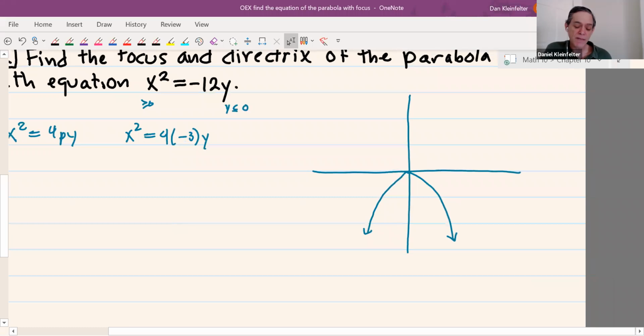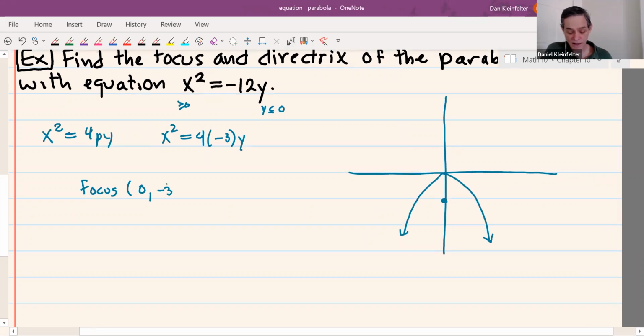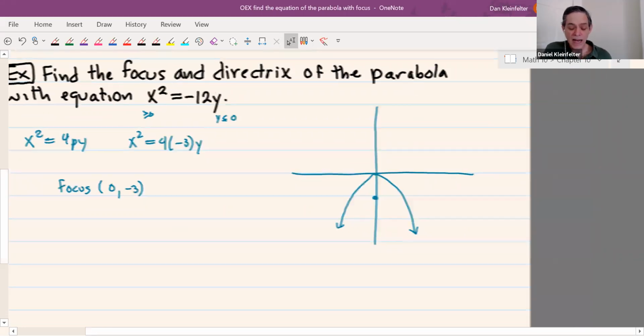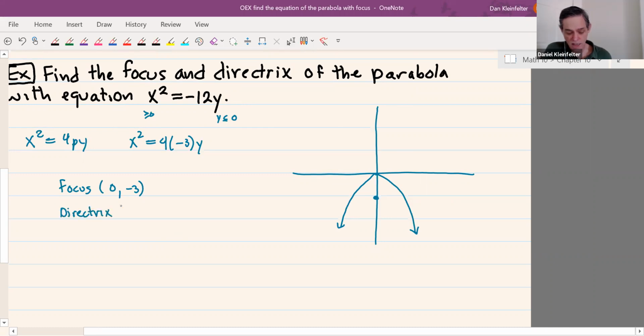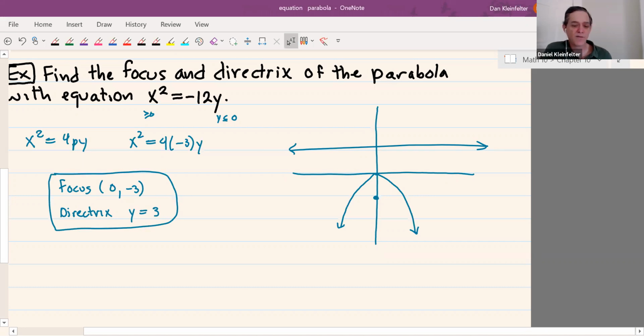Okay, and so that means that our focus is on the negative y-axis. The x coordinate will be 0. The y coordinate will be our p, which is -3. Okay. And then for the directrix, remember the directrix here is going to be a horizontal line. And it will be y equals, and it's going to be positive 3 because it's on the other side of the vertex, right? So that will have to be y equals positive 3. Okay, so we found the focus and the directrix for our parabola.